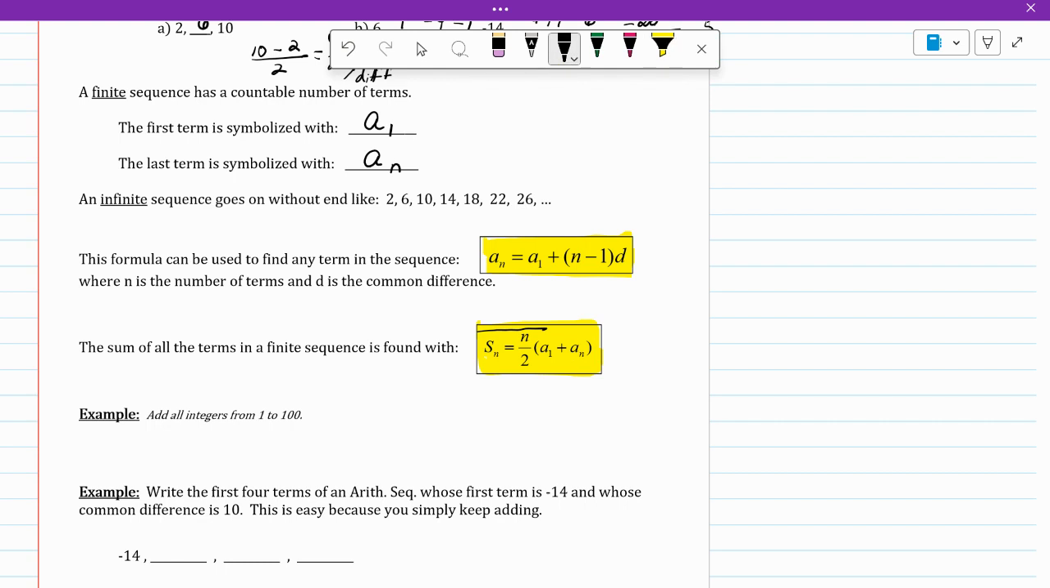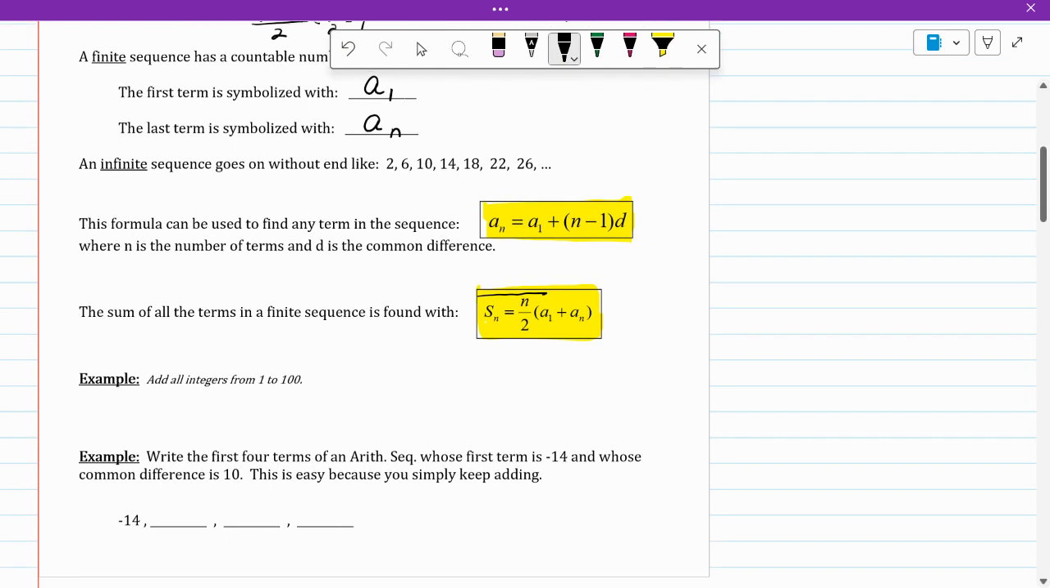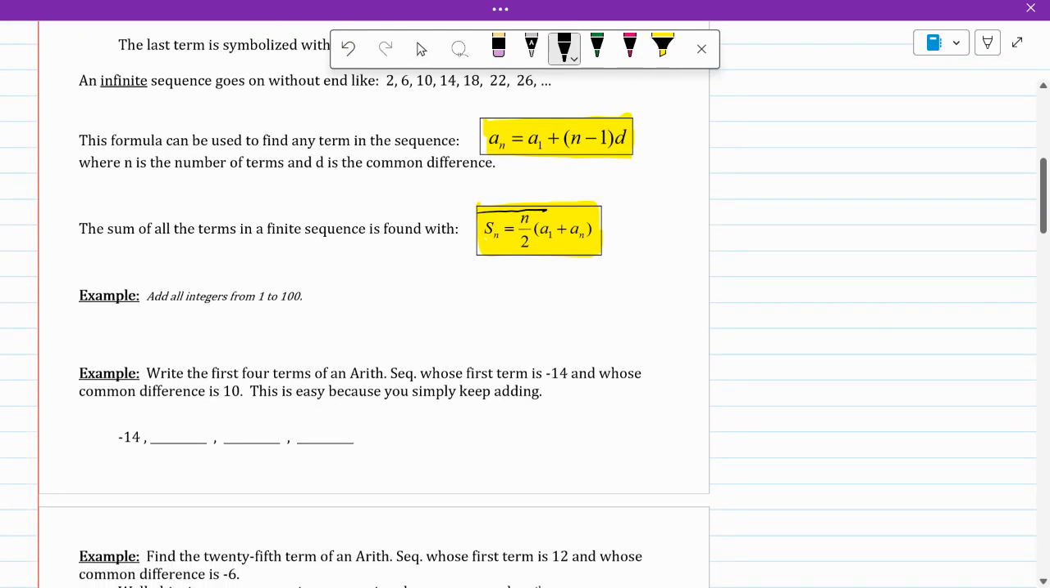So those are the two formulas we're going to be dealing with today. Okay, so let's look at the first example. The first example says we're going to add all the integers from 1 to 100. So if we add all the integers, that means we want a sum, right? So we want the sum of the first 100 integers.